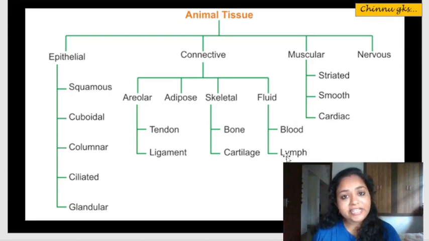Lymph is a derivative from the blood itself, but it is lacking RBC. Lymph is also a liquid which circulates in our body. It helps in maintaining the blood volume.